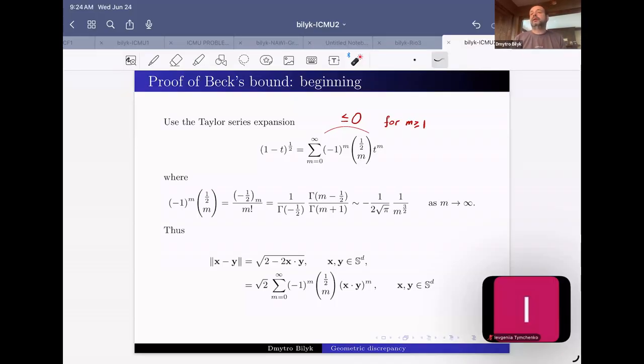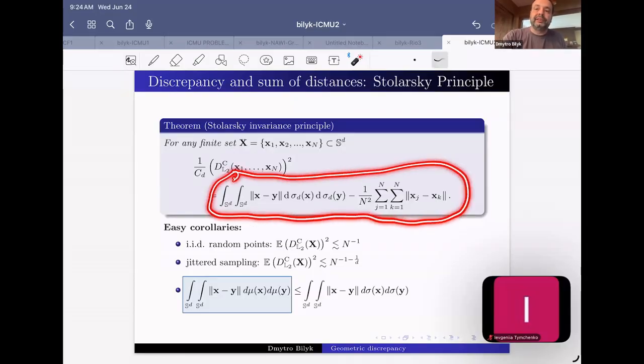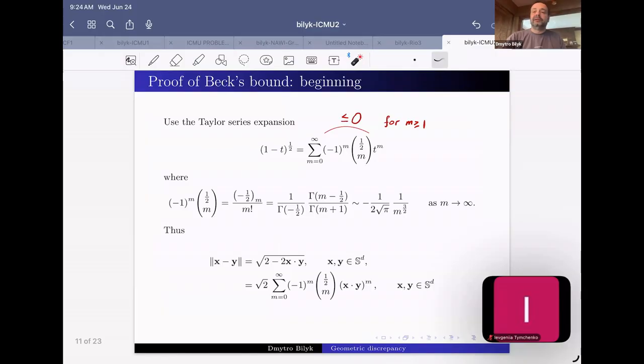Beck's theorem. We will actually not work with discrepancy from now on. We will just work with the energy. So we will use the Stolarsky principle, and instead I will try to prove the lower bound for this difference of energies, the difference between the continuous and the discrete energy. First I'll start working with this function, the Euclidean distance. The Euclidean distance on points on the sphere, you can obviously represent it this way. Then if I use x dot y as the variable, I have to deal with this function.